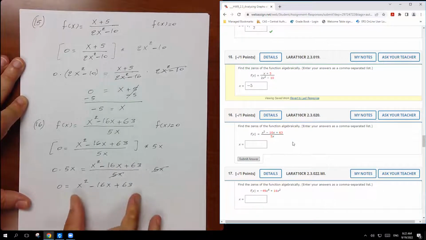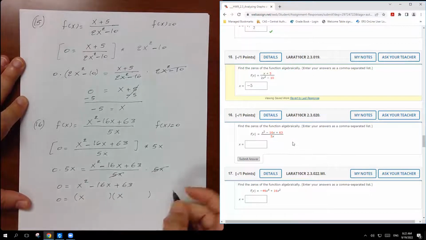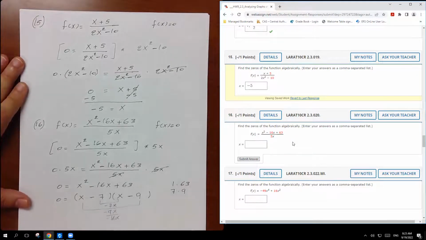So now this is a trinomial equal to 0. We need to factor it, which is easier to solve. I'm going to open two parentheses with x here. For 63, I have 1 times 63, and I can use 7 times 9. 7 plus 9 equals 16, so I'm going to say minus 7 and minus 9. If you check, this is negative 7x and this one is negative 9x. If you add them, it's negative 16x. So this is the right option.